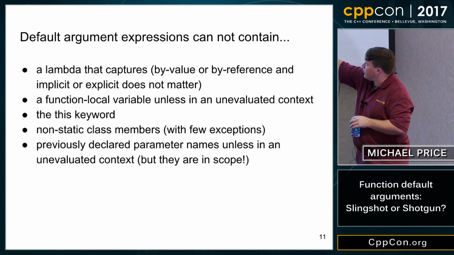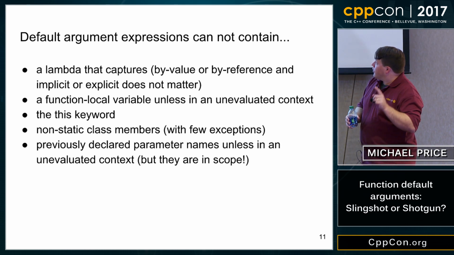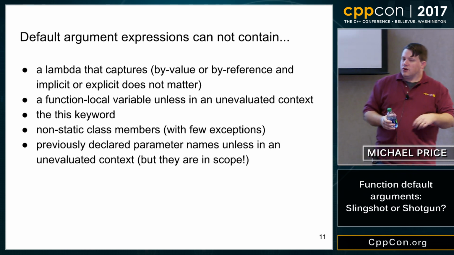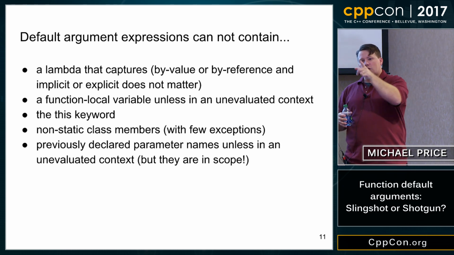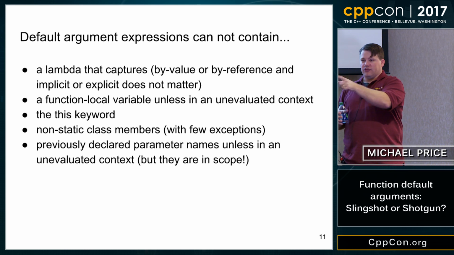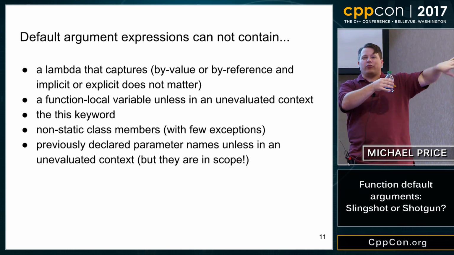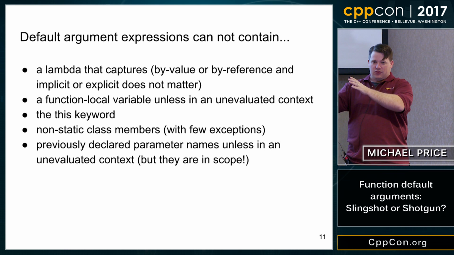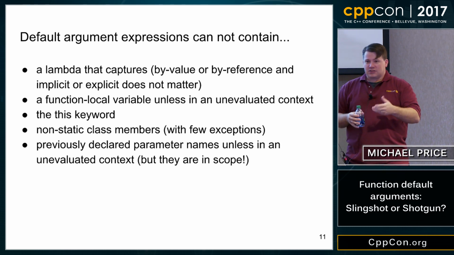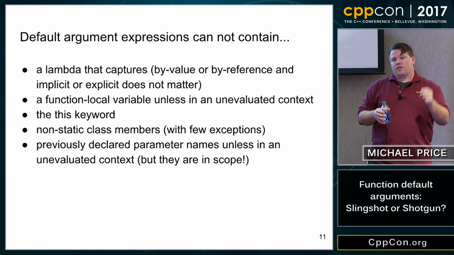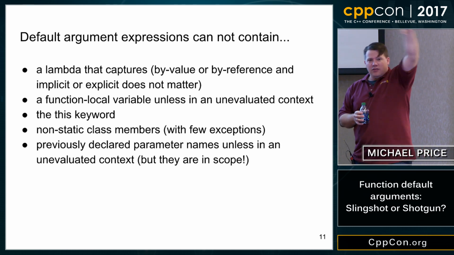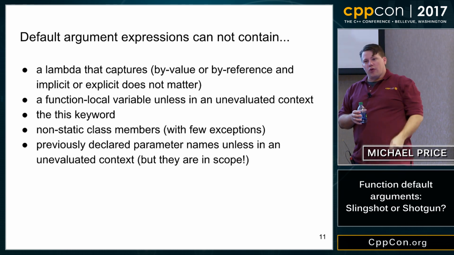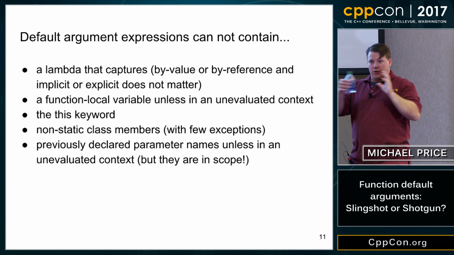And that last bullet point: previously declared parameter names, unless in an unevaluated context. So in my signature, if I said int a, int b = a, to say just give me whatever the first parameter is if you didn't give it to me explicitly, that's not allowed. Even if there's another a somewhere in scope that's visible globally, it will find the a in the signature, but it will not let you do that. To get the one that's out of scope, you have to use the scope operator and give it a more qualified name.